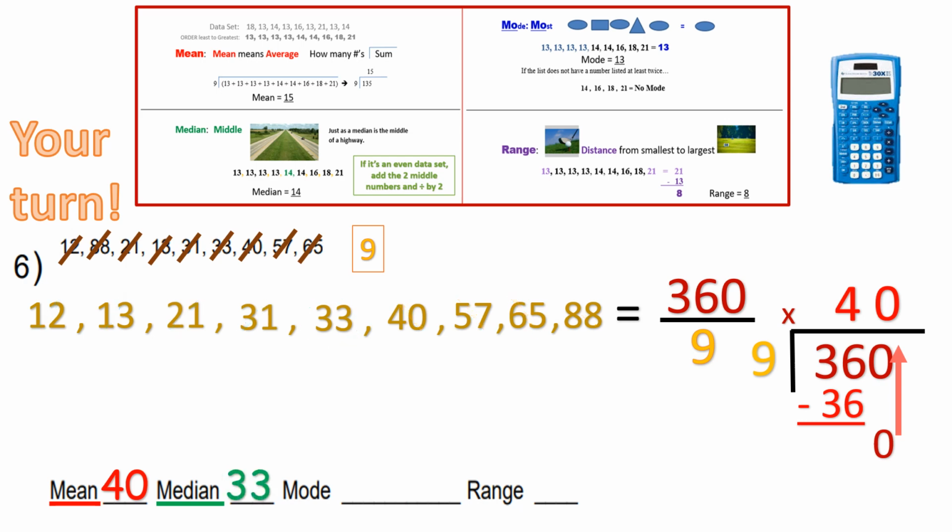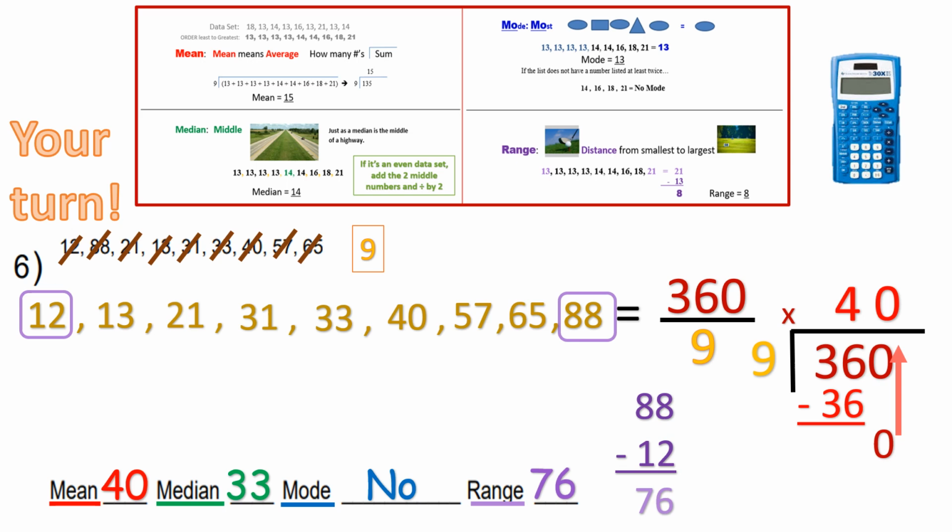Your next question was, well, what is the mode? Which one is written down the most often? And there isn't any, right? So hopefully you found that there was no mode because all of them are only written down once. And then for your range, you should have done a math problem, finding the difference between the highest number and the lowest number. So you had 88 and 12. And when you subtract them, you should have gotten 76.